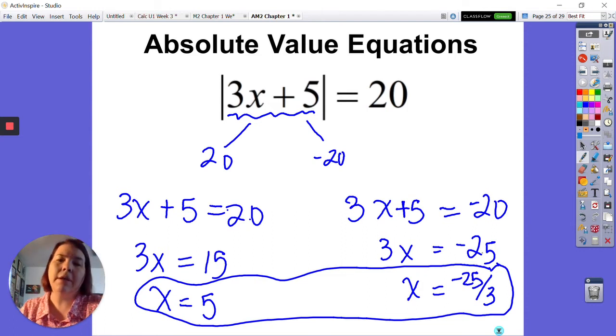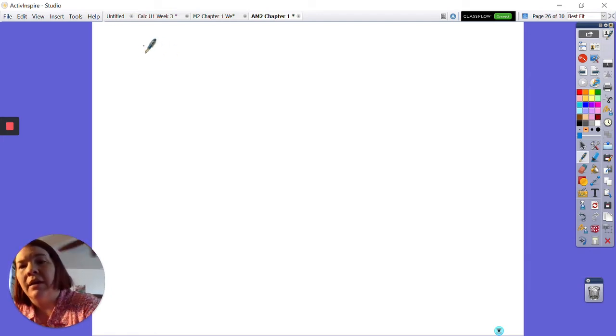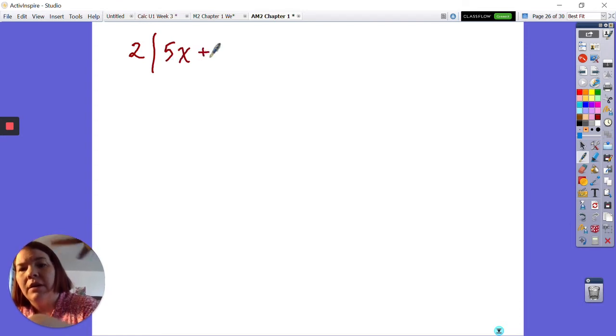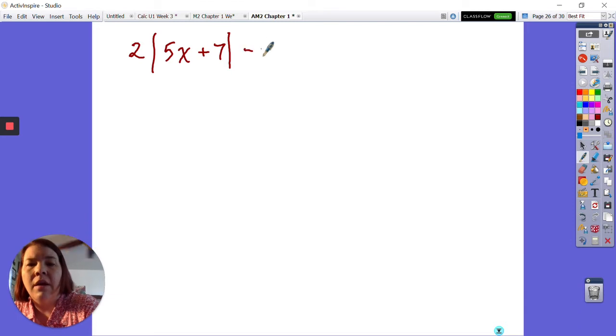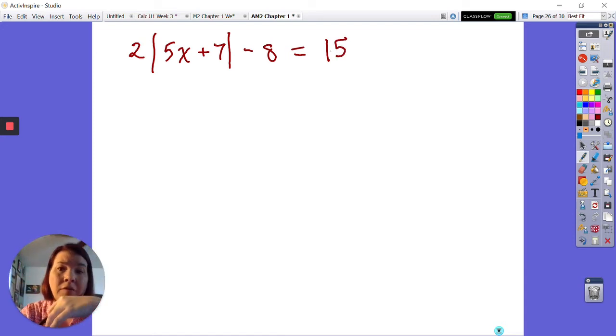The point is, this is how you do it. You make the stuff positive equal to positive or negative of whatever's on the other side. Now, that can get a little tricky if you have, say, 2 absolute value 5x plus 7 minus 8 equals 15. I don't care what happens. So like this. And so when I get something like this, it's a trickier situation. One, you can just pretend they're parentheses and just go for it, but that will only get you one of the right answers. Absolute value makes everything a little bit funky.